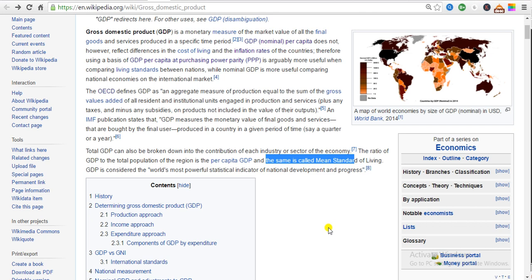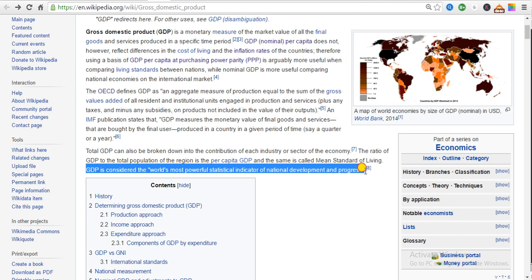GDP is considered the world's most powerful statistical indicator of national development and progress. So, the world's most powerful statistical indicator. So this video is about the world's most powerful stat. So let that sink in. As we get into this video, you might have to see it again, which I would recommend. There are a lot of misconceptions around it. So I do encourage you, if you feel like this is your calling, to get deeper into the subject, and we'll get that done.